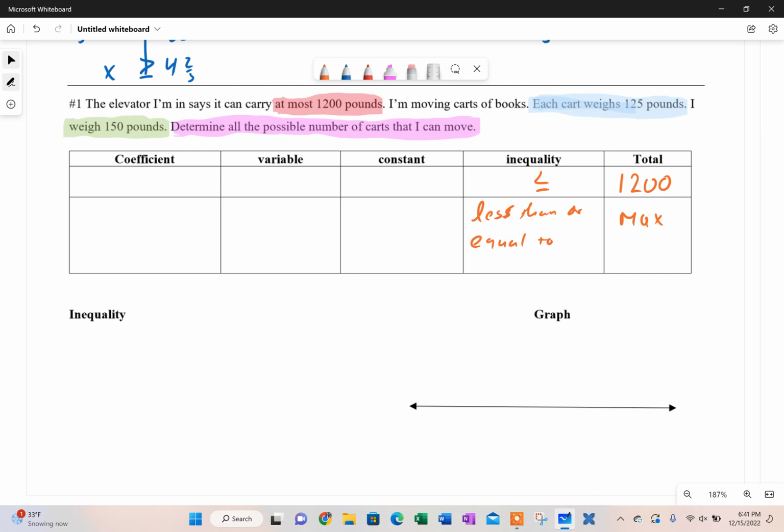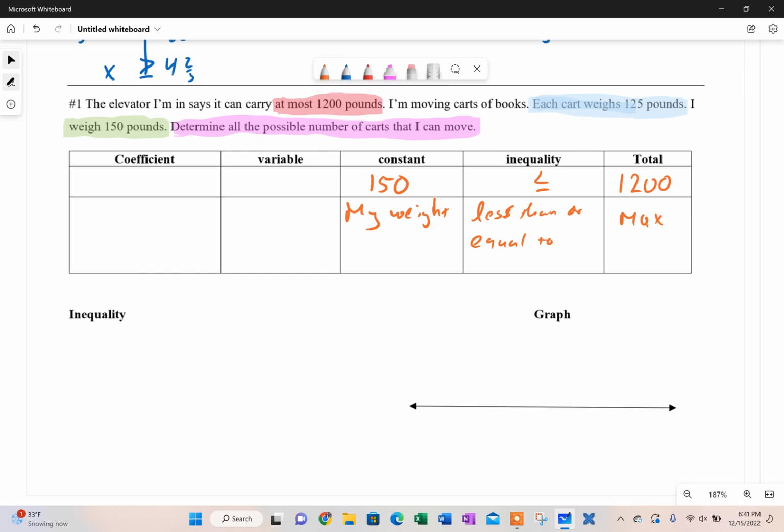All right. So the constant is what's always going to be there. Well, I always have to be there. And how much do I weigh? I weigh 150 pounds. That's always going to happen, no matter what. No matter how many carts of books I take on, my weight is always going to be in the elevator with me because it has to be.